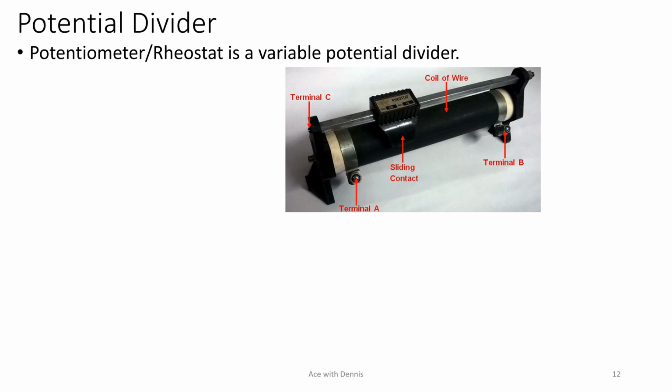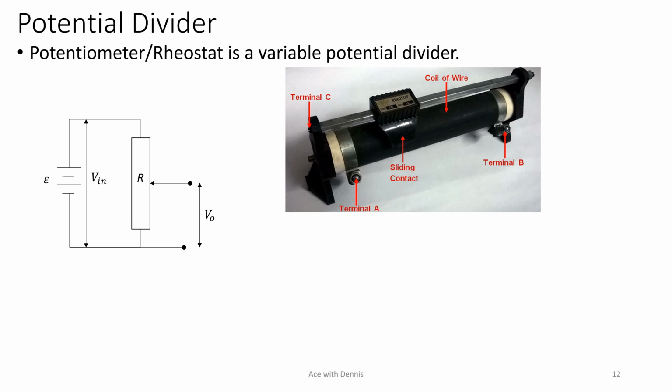So this diagram shows a rheostat with its important parts labeled. There are three terminals in a rheostat, which are terminal A, terminal B, terminal C, a sliding contact, and a coil of wire. So we can connect a rheostat in series with a battery.